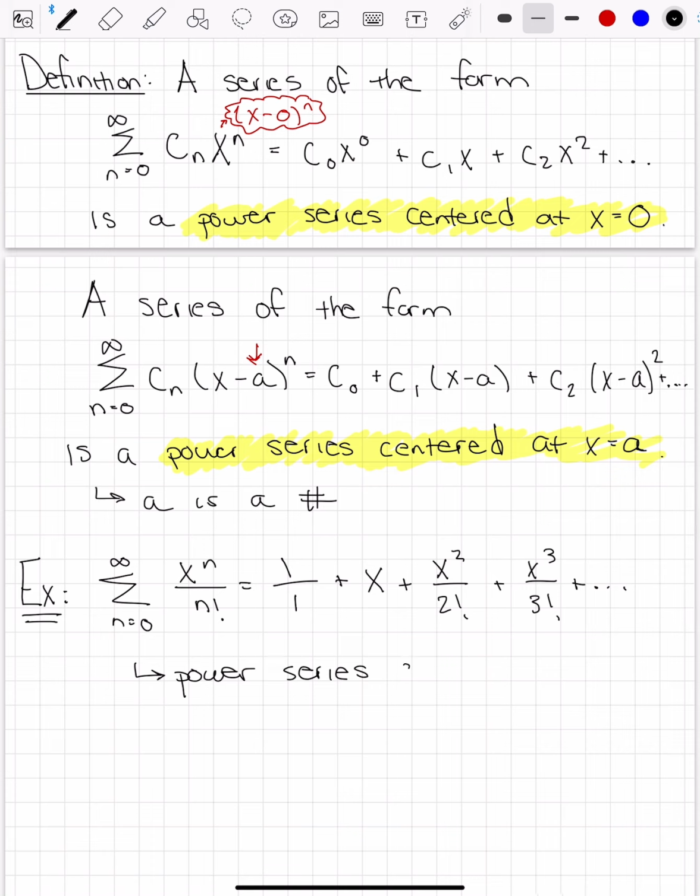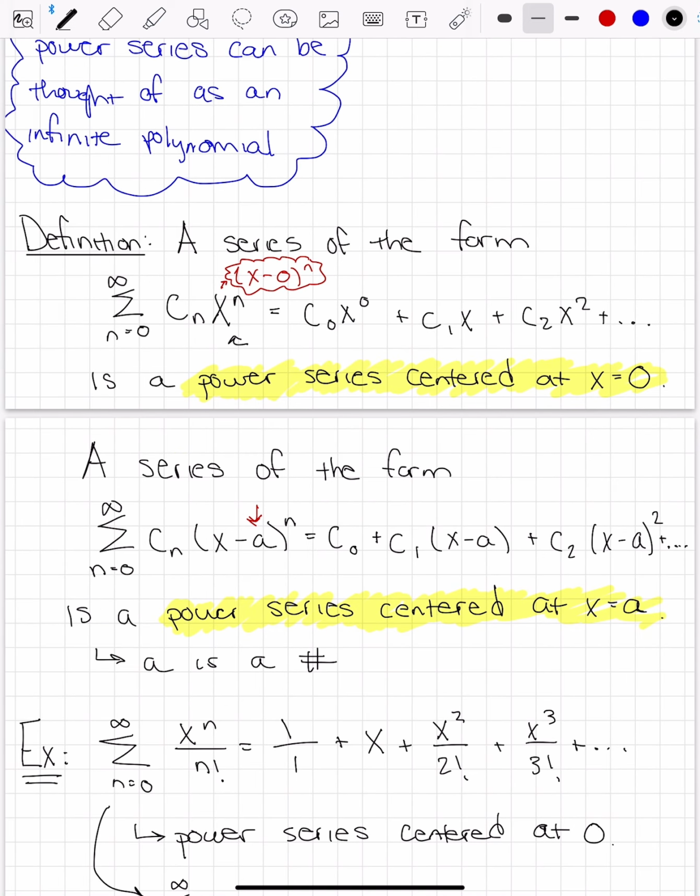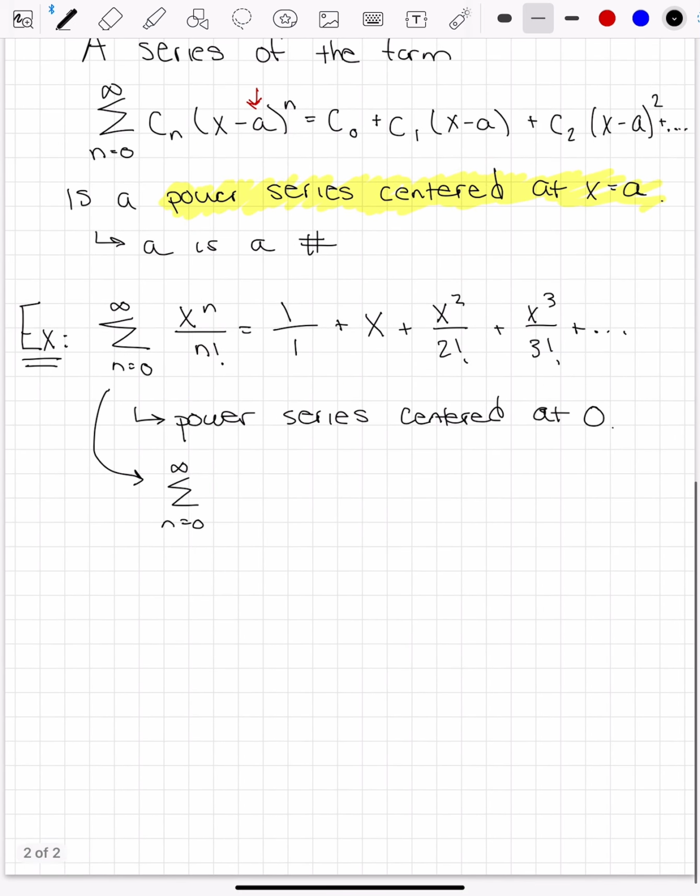Power series centered at 0. And then, for example, if we were given this, what's the Cn? Well, notice we can look at this as the sum from 0 to infinity, and the Cn is everything other than the x to the n, or the x minus a to the n. So if we pull down the x to the n, that would be x to the n times 1 over n factorial. So our Cn here in this case is equal to 1 over n factorial. Okay.